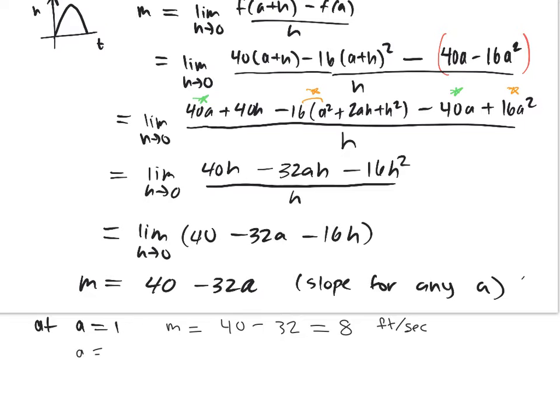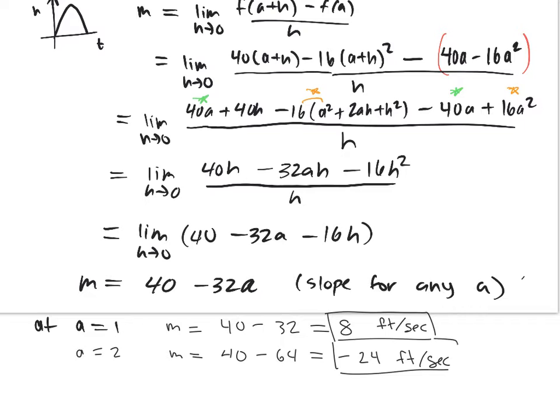How about at A equals 2? What's the slope there? And that's negative 24, right? What does the negative in that tell you? The ball is going down, exactly. It's on the downward part of that curve.